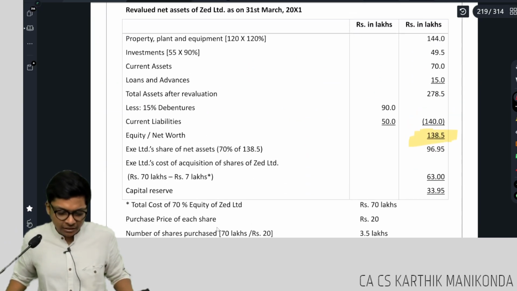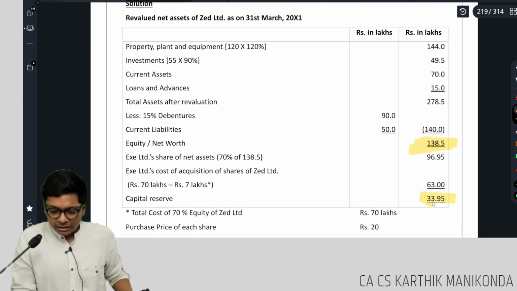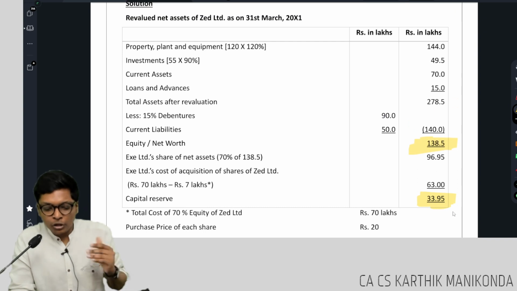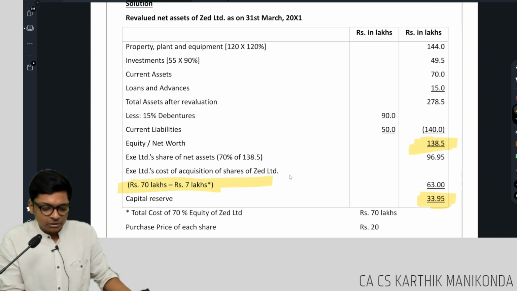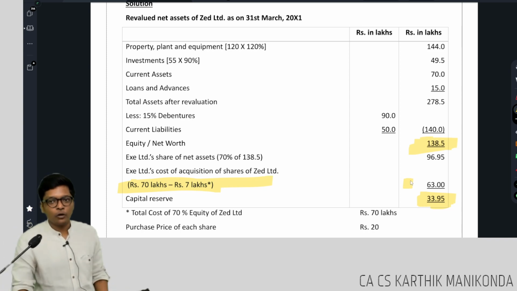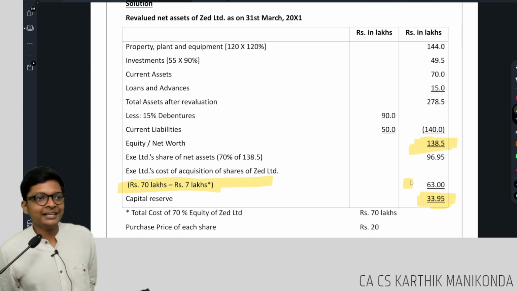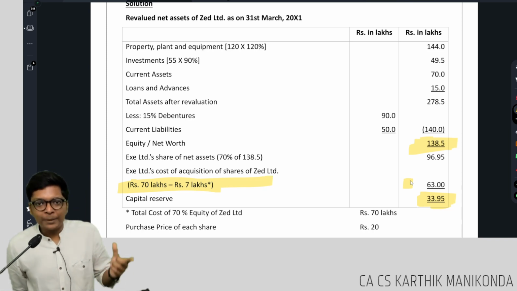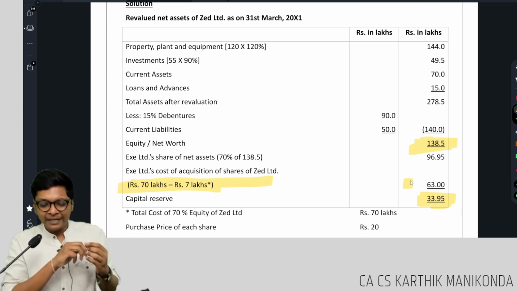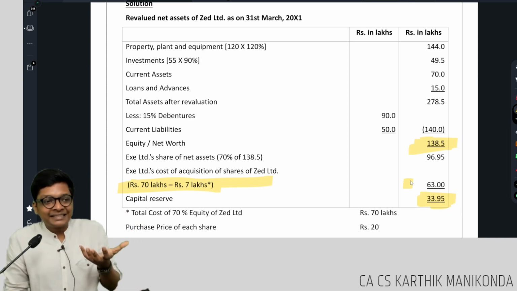Let's check the answer. I don't know if it's correct. Yeah, it's perfectly correct. 33.95. So now your study material answer will match because they reduced 70 lakhs minus 7 and compared it. Are you following, guys? Understanding the logic? The logic is you need to compare what you paid to buy the business. What I paid to buy the business is only 63, net of what I got back.